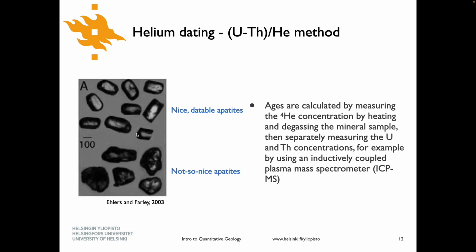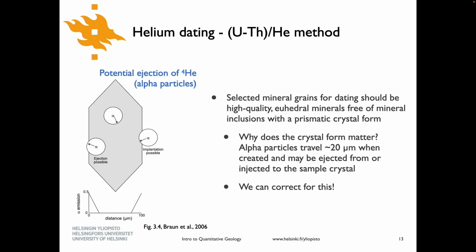But once you've selected the crystals, you heat them up in a furnace and degas them and measure the helium that comes out. You can also do this with laser ablation with a mass spectrometer, so you can shoot the samples with a laser and blast out a little bit, measure the helium that comes from there, and also get uranium and thorium concentrations that way. But it's done a few different ways.